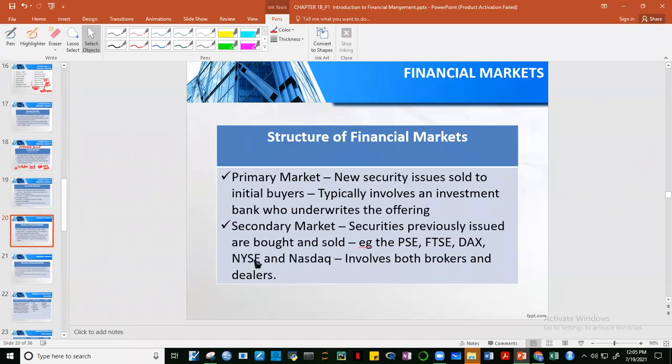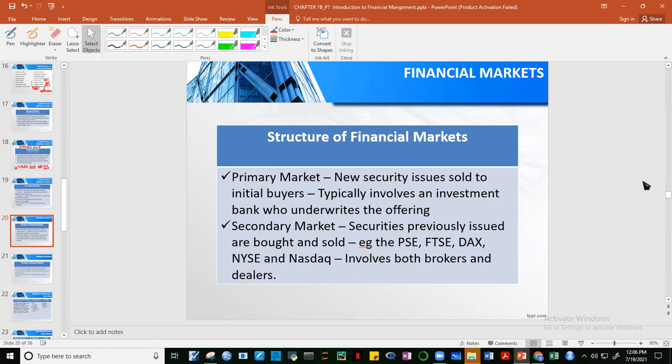Ito sinabi natin guys, primary market and the secondary market. New issues sold to initial buyers. Okay, usually this is done by an investment bank, guys, which is an intermediary. Mamaya i-discuss natin to, who underwrites the offering. Kunyari, isang company, okay, hindi siya listed sa Philippine Stock Exchange. Okay, so gusto niya magpa-list. Okay, so paano niya gagawin yun?